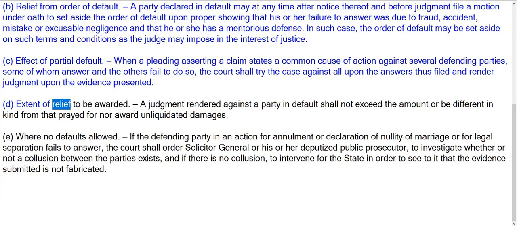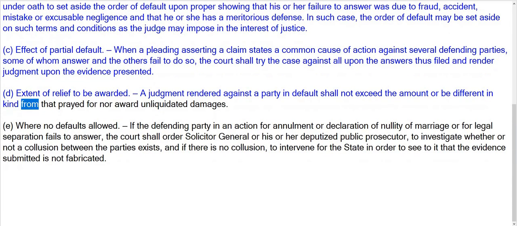D. Extent of relief to be awarded. A judgment rendered against a party in default shall not exceed the amount or be different in kind from that prayed for nor award unliquidated damages.